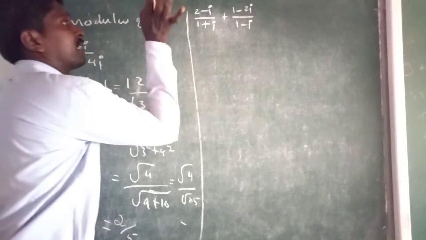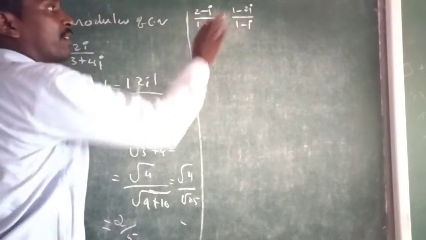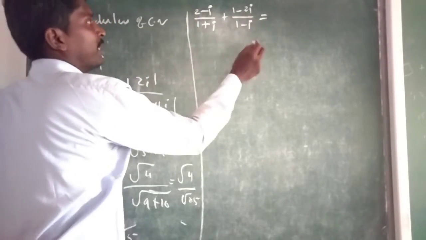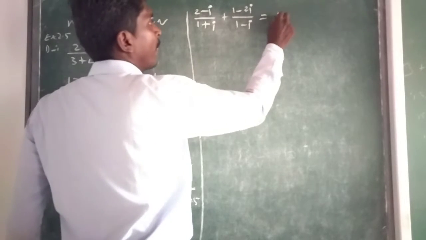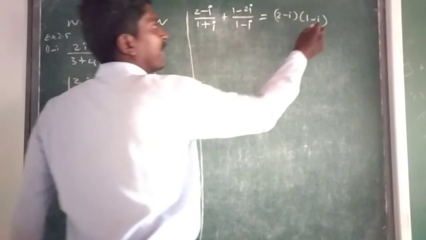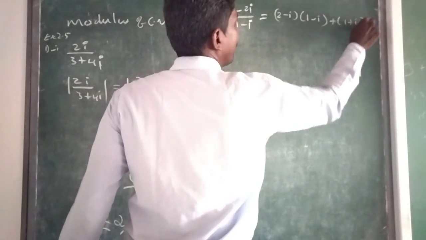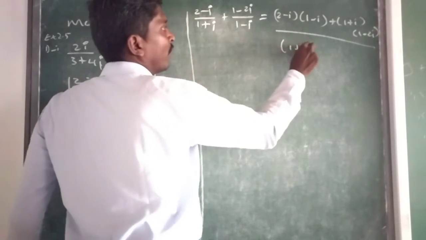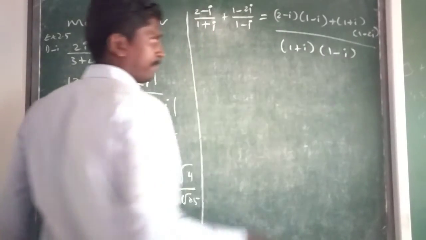But here we can't substitute directly. So you change the terms into a single term. What do we want to do? Just cross multiply. 1 plus i multiplied here, so 2 minus i into 1 minus i, and 1 plus i multiplied here, so 1 plus i into 1 minus 2i. Then the whole divided by 1 plus i into 1 minus i.